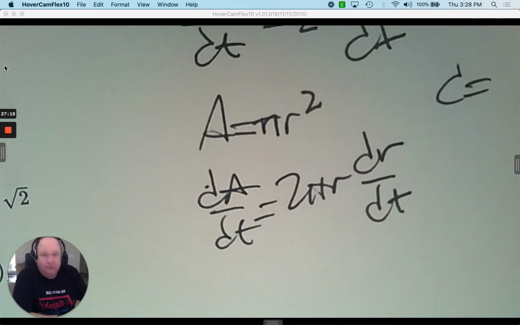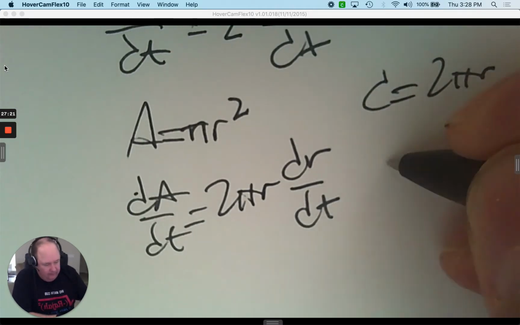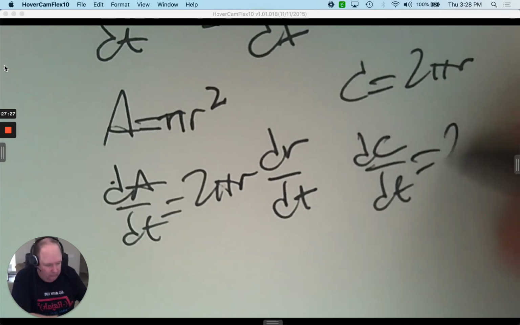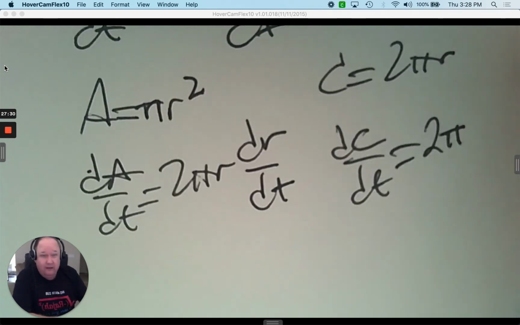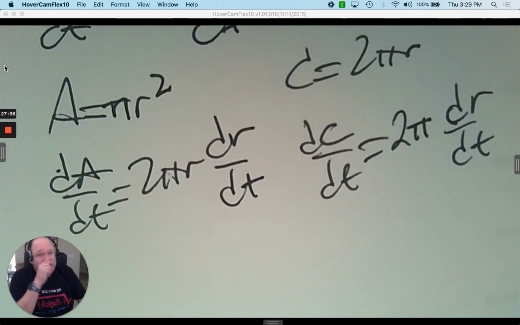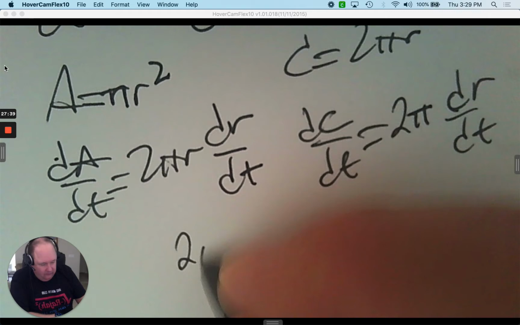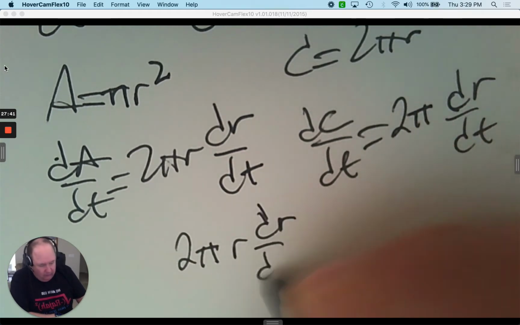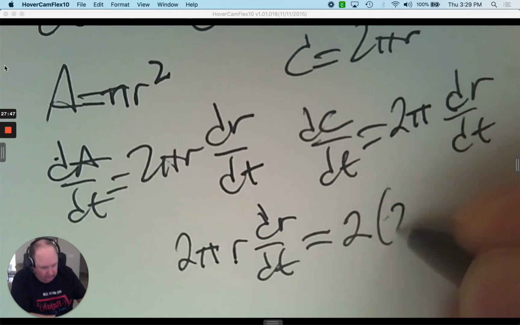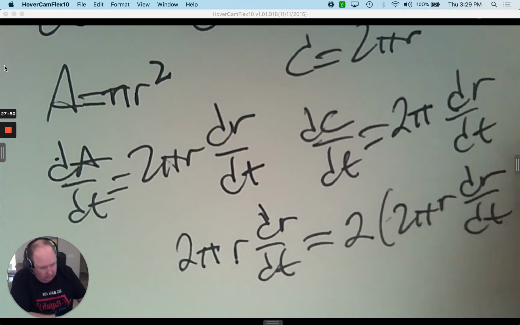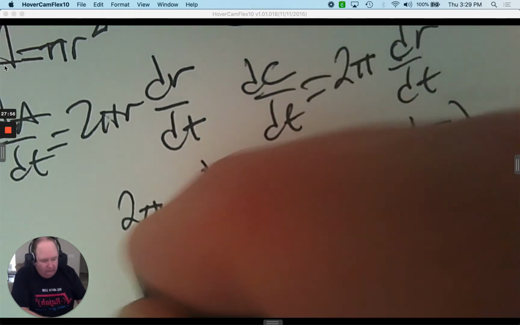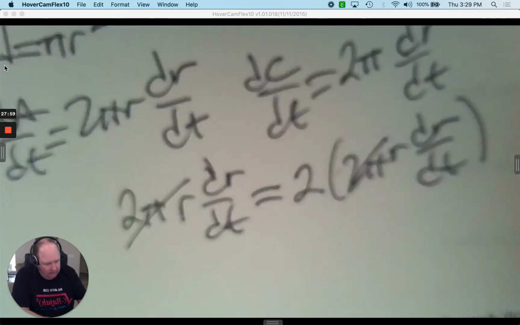For the circumference, it's 2 pi r, and the derivative would just be 2 pi, and then the hook at the end would be dr/dt. And then the relationship between these two rates: I make them equal to each other, but one is going to be twice the other. So the rate for the area is twice that of the circumference. And that's what I'm going to solve. So some things divide out here.